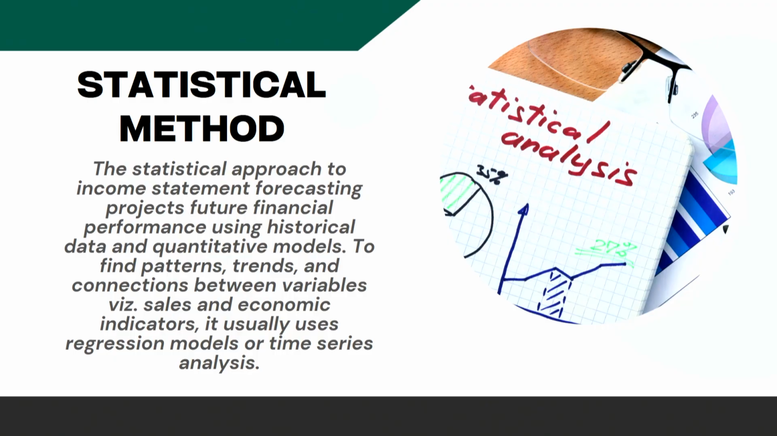Moving further, the next method is the statistical method of projecting the income statement. Now, this is more or less a quantitative approach, unlike the bottom up or top down orientation of projecting the income statement. The statistical approach to income statement forecasting projects future financial performance using historical data and quantitative models to find patterns, trends and causal relationships between and among different financial metrics and indicators. It usually uses a regression model or time series analysis.